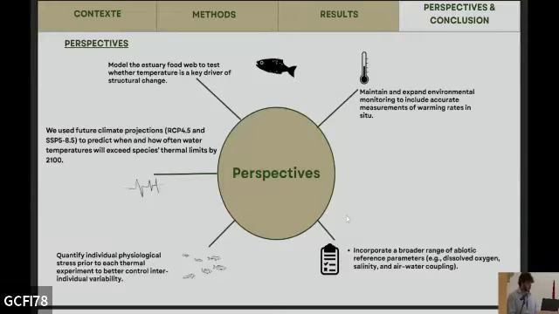Quantify individual physiological stress prior to each thermal experimentation. We might find that there's a lot of stress hormones that are released in the water. What I'm going to do though, we're going to try to use future climate change projections to predict when and how often water temperature will exceed species thermal limits by 2100. And also we're going to try to model the estuary's food web to test whether temperature is a key forcing parameter of structural change in the food web.